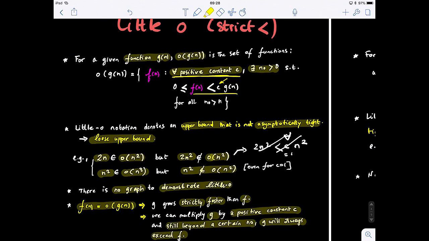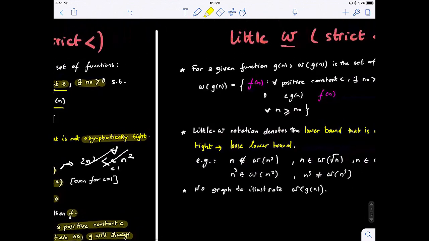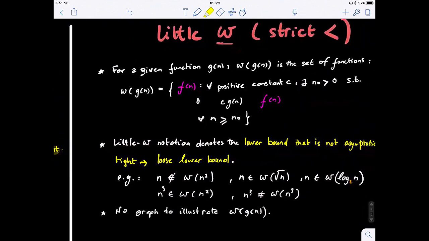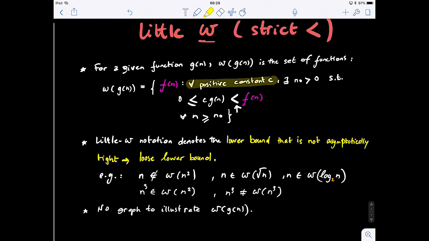Now, conversely, for the best case, we have the big omega. That's basically the lower bound. We have exactly the same definition, so I'm not going to detail this. Here we have for all constants, this inequality should be satisfied. So this is strict, right? In this case, g of n is a lower bound that is not asymptotically tight. So it's a loose lower bound for our function f of n, okay?